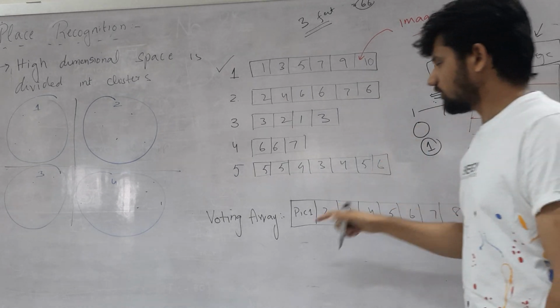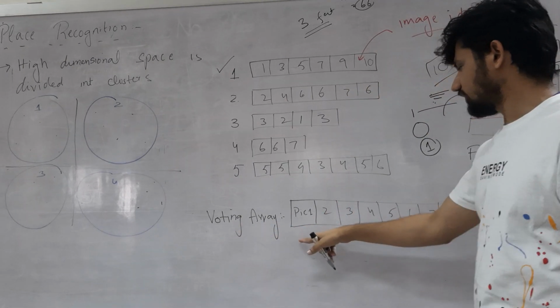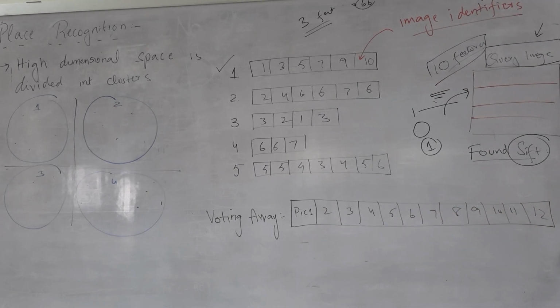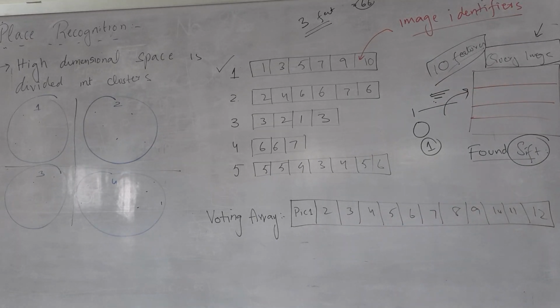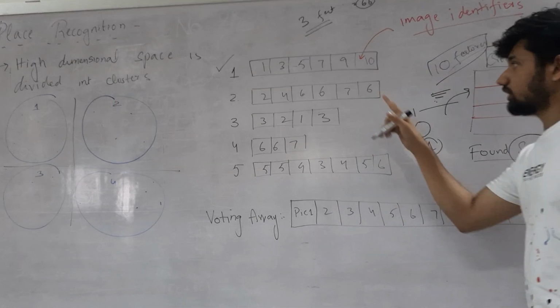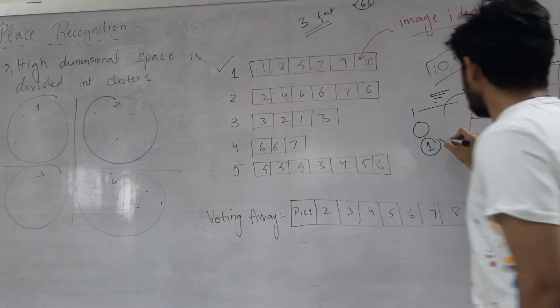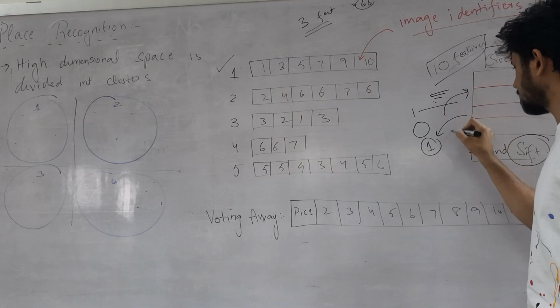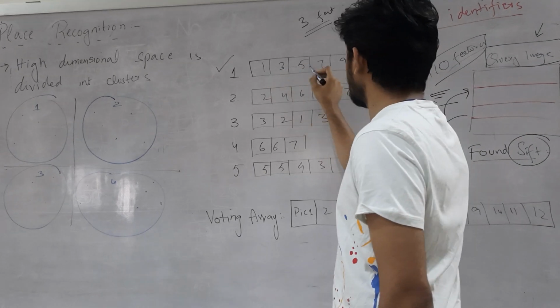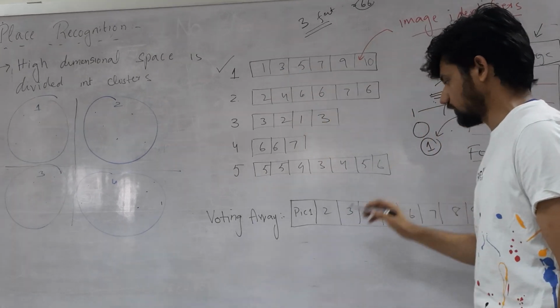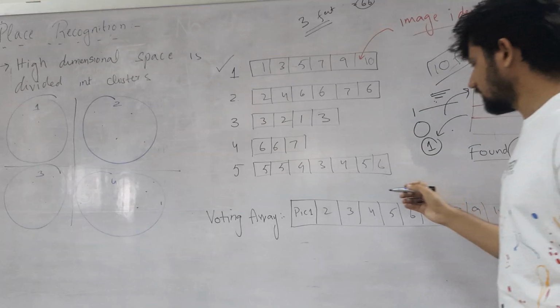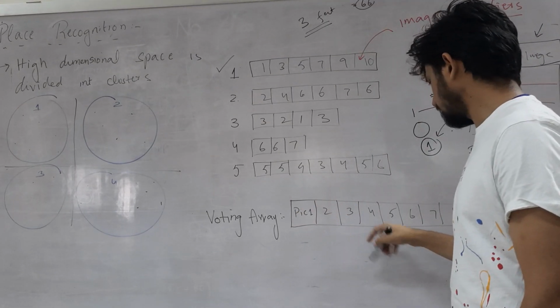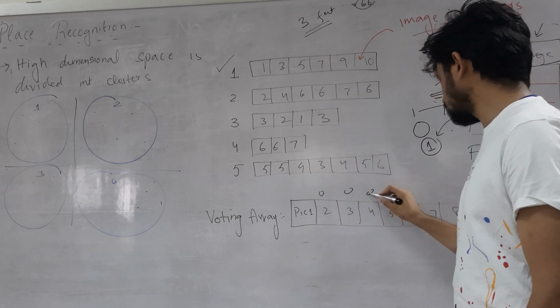Now you will make a voting array that will include all the images in the dataset. If you had 200 images, this will be a vector containing image identifiers of 200 images. Now, your first descriptor in the query image matched with pictures 1, 3, 5, 7, 9 and 10. You will set a count variable and increase your count. You will initialize this array with 0, 0, 0, 0, 0.